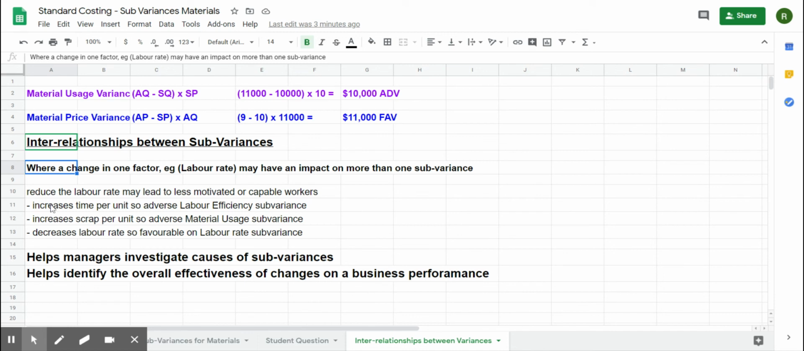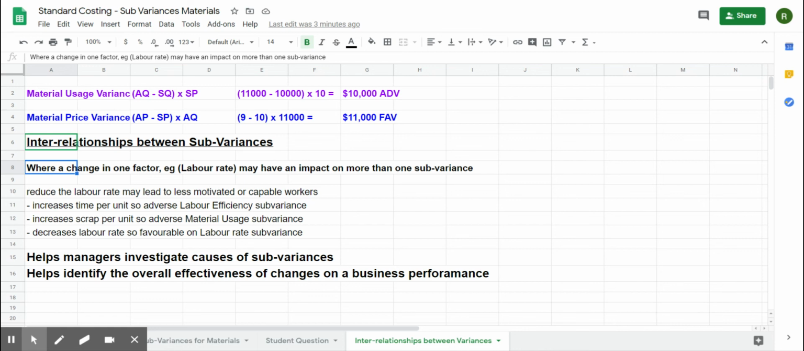And what that can do, it can increase the time per unit, so we get an adverse labour efficiency variance or subvariance. It can increase the scrap. They're not as capable of doing the job, and therefore there's more scrap produced. And that would have an adverse effect on the material usage subvariance. Okay, and it will also decrease the labour rate, and that will be favourable for the labour rate subvariance.